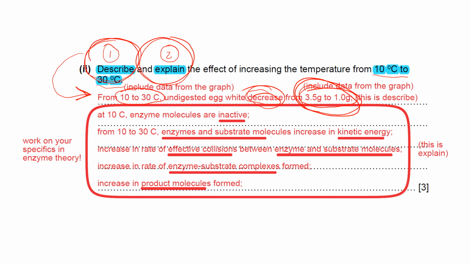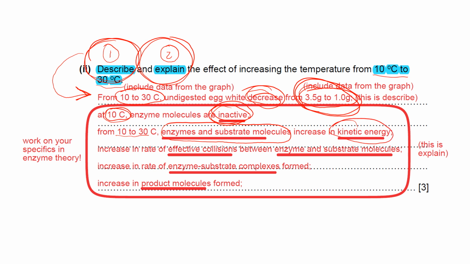Okay, so at 10 degrees, let me go through. At 10 degrees, the enzymes are considered inactive. This is a keyword. Please write properly. As I increase from 10 to 30, as I slowly increase the temperature, all the molecules are, so please write enzyme and substrate molecules. It's not just enzyme. All the molecules in the solution increase in kinetic energy, which means they move faster and faster.